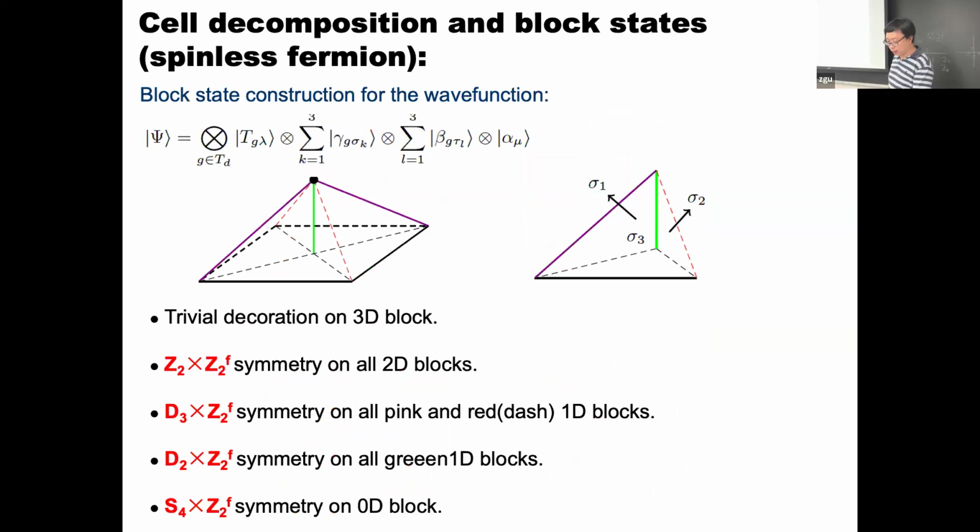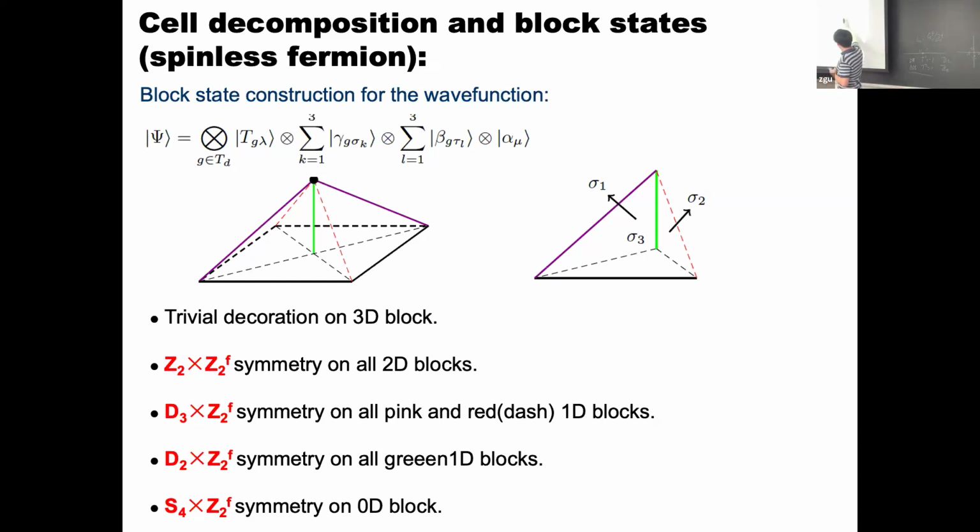We can also do a similar cell decomposition. Because the number of group elements is 24, you can expect that we can divide this whole cube into 24 small pieces. So that's the basic unit cell, like this pyramid, you can decompose into 4 pieces. Now we can again talk about the symmetry for the 2D block, 1D block, 0D block, and so on and so forth.